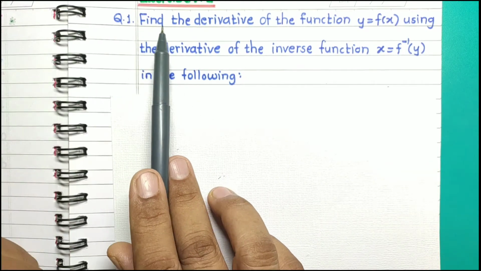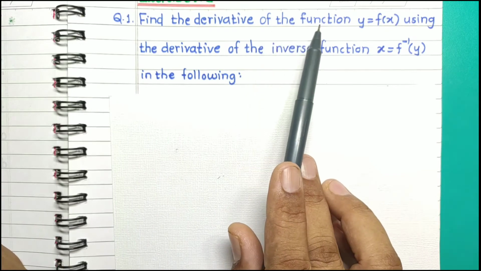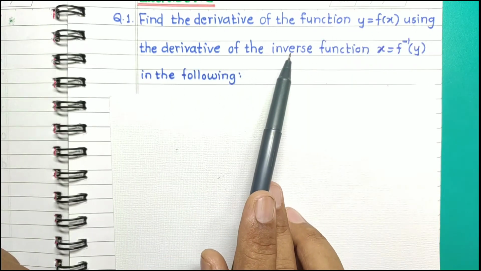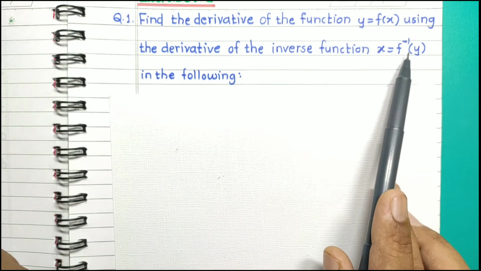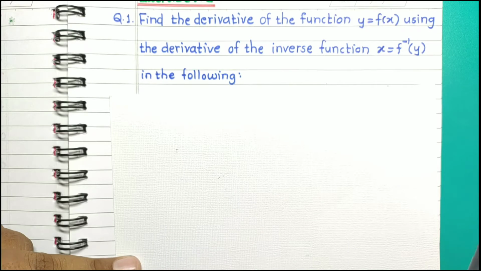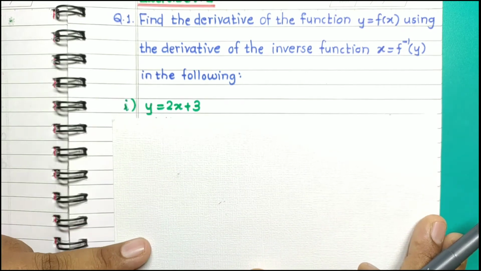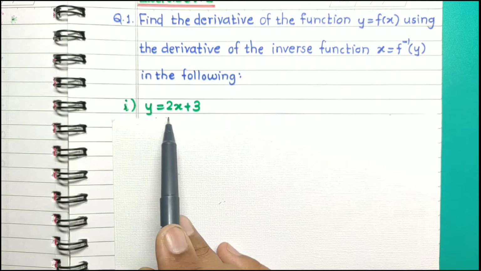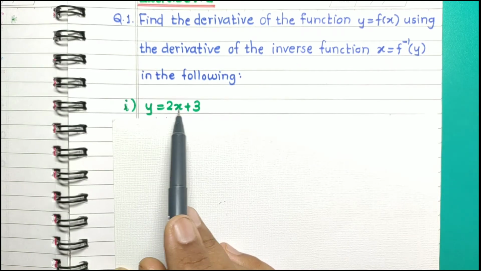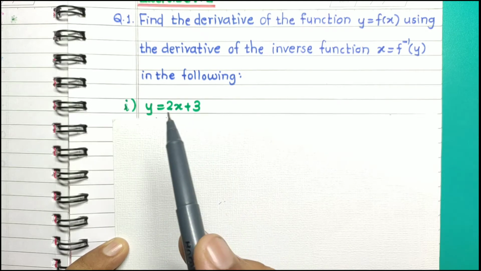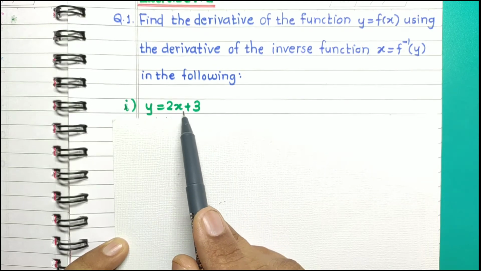First question is, find the derivative of the function y is equal to f of x using the derivative of the inverse function x is equal to f inverse of y in the following. See, first function is given as y is equal to 2x plus 3. Students, here you observe that we can write derivative of this function easily, rather orally. dy by dx is 2 here.